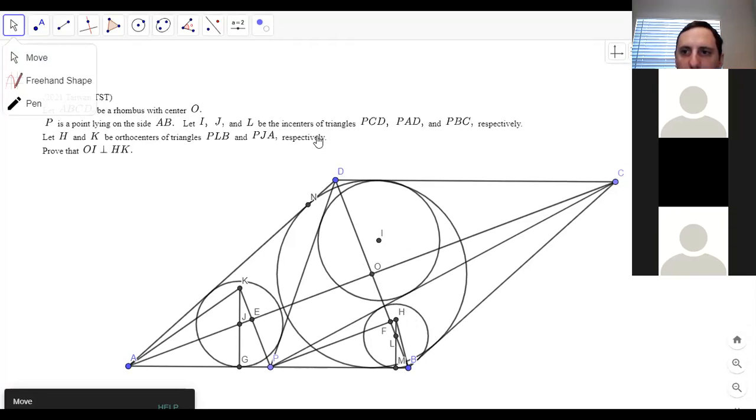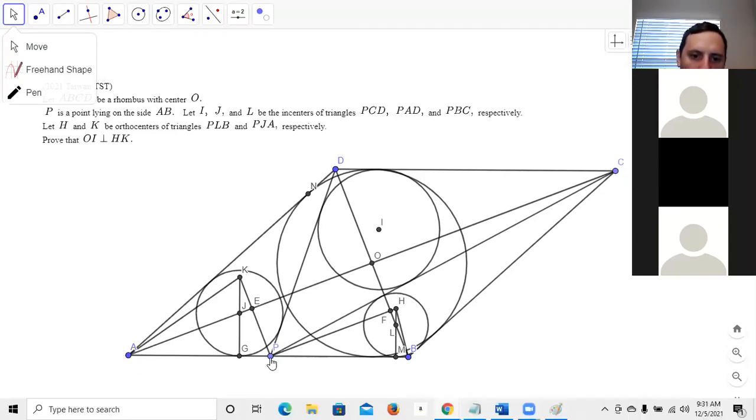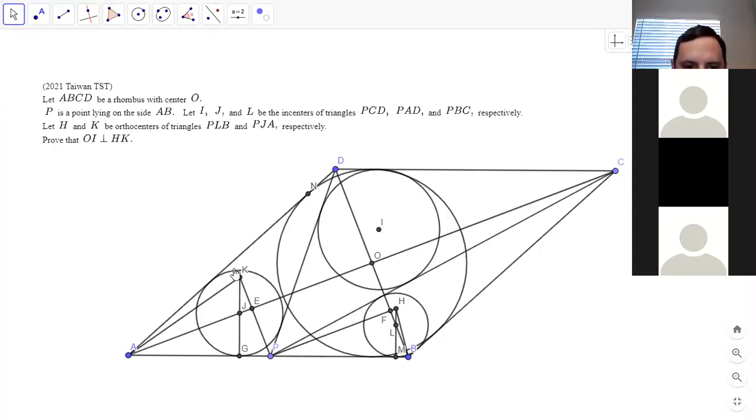Why is OEPF a rectangle? So basically, we know angle EOF is a right angle because the diagonals of a rhombus are perpendicular. And we also know that EP is parallel to BD because EP is perpendicular to AJ, and so is BD. So we know this is a right angle, EOF, and then we know that KP is parallel to BD, and PH is parallel to AC. So that's why EPFO is a rectangle.